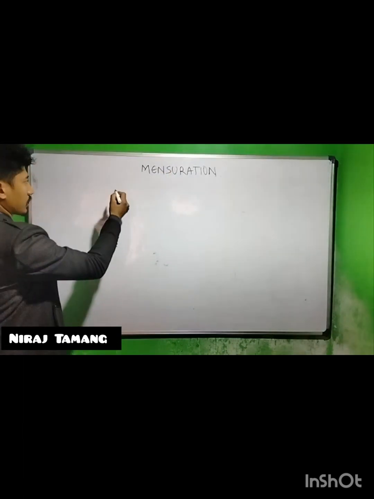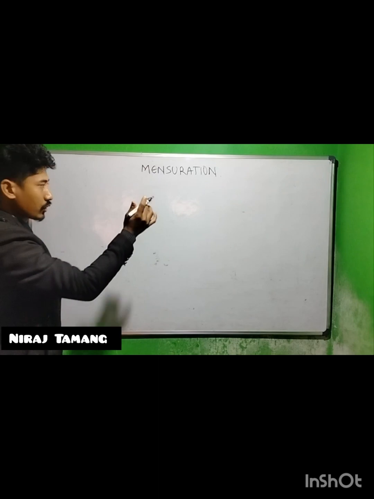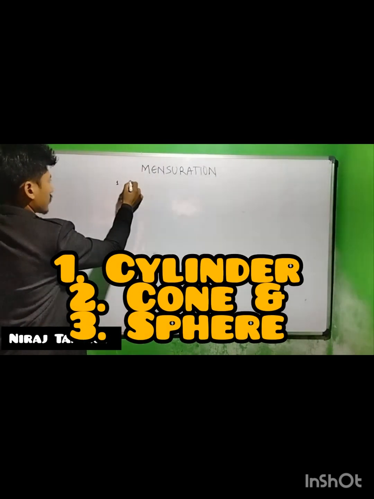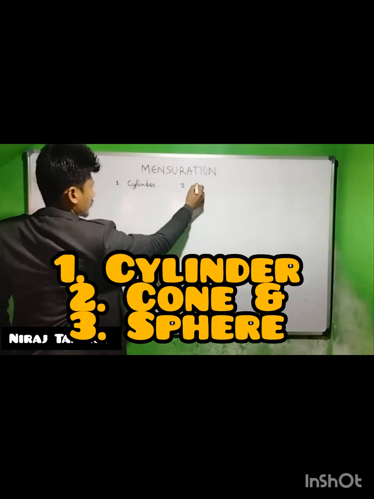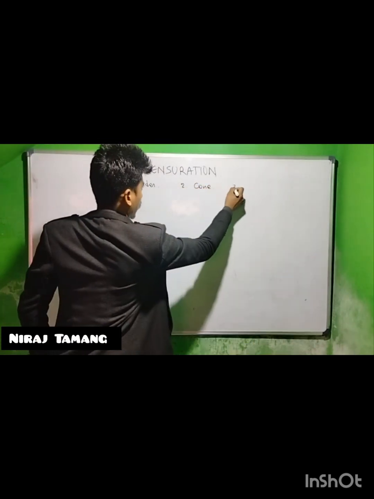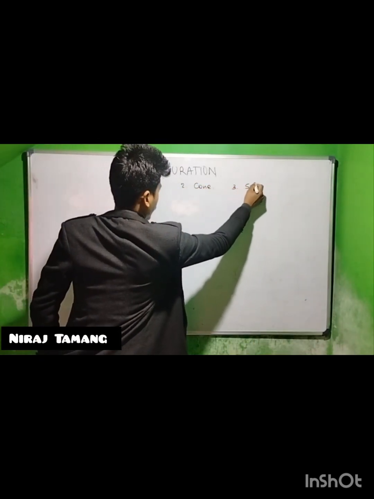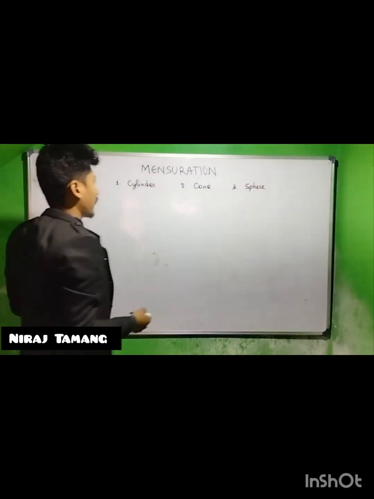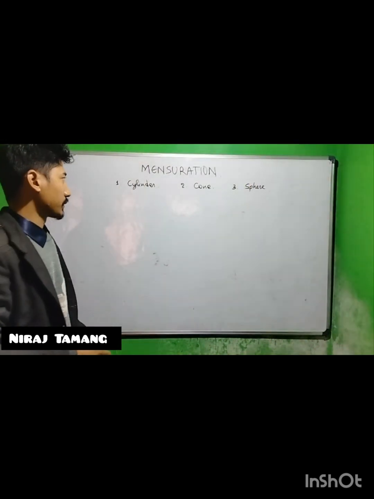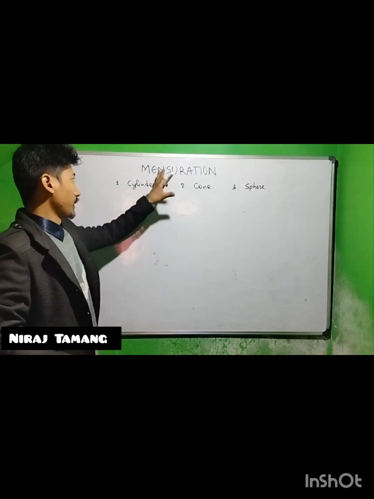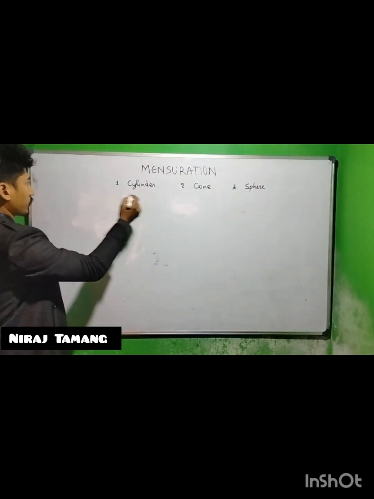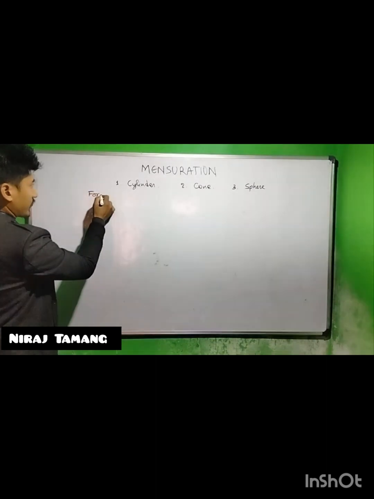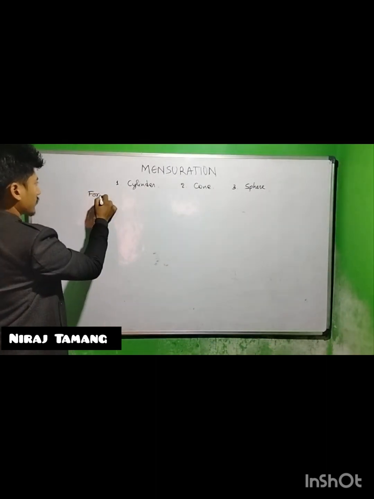Okay, first thing is mensuration. In mensuration for ICSE, there are three objects. One is cylinder, number two is cone, and number three is sphere. These are the three objects we have to study in mensuration for class 10.